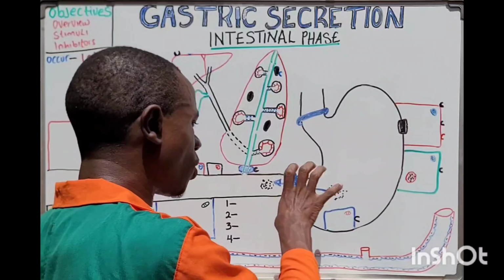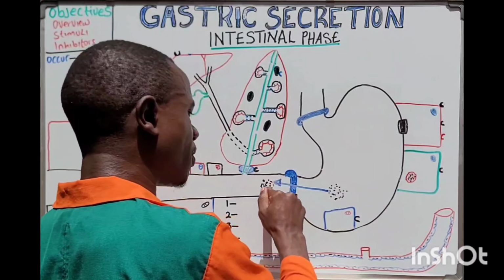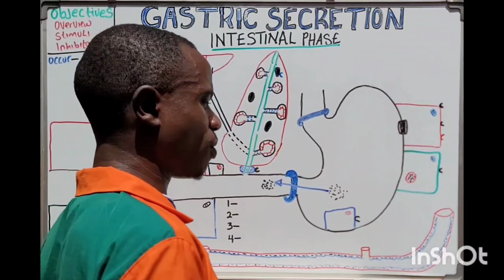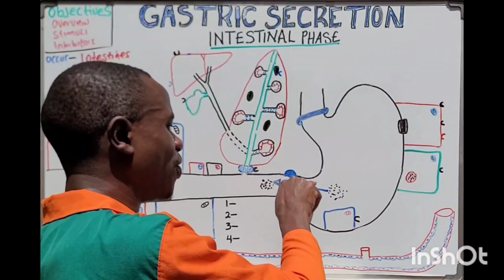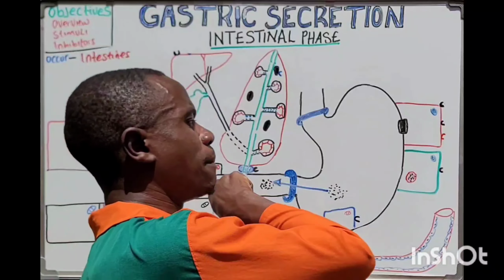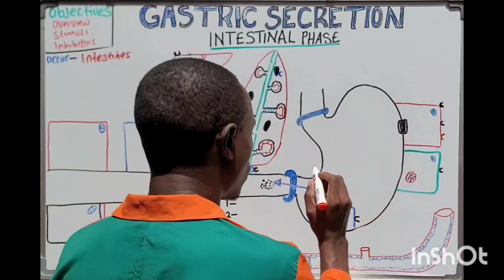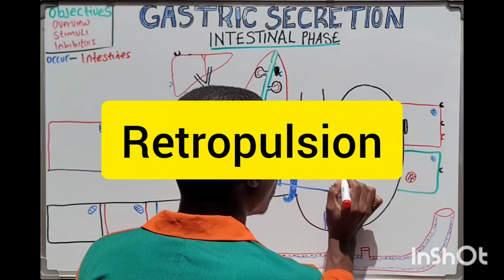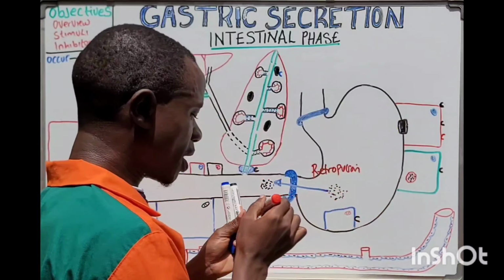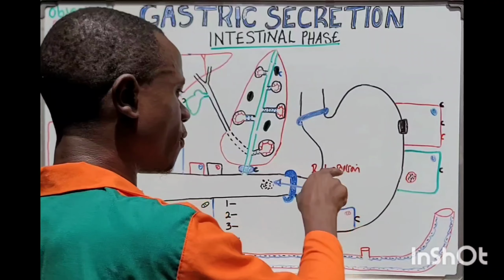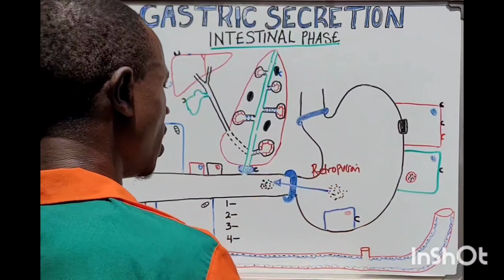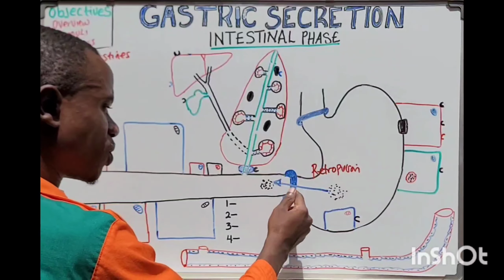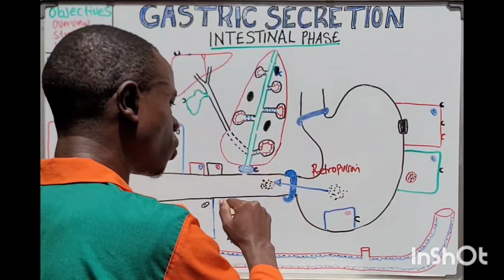So now, this kind of contraction is going to be squeezing some of the chyme and pushing some of the chyme back for further chemical digestion and mechanical digestion. So now, this mechanism of pushing some of this chyme back, this one is what we call retropulsion. Okay, this is what we call retropulsion. That back movement of the chyme for proper chemical and mechanical digestion in what we call the body of the stomach.